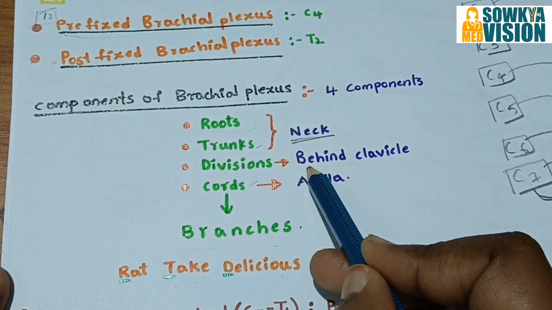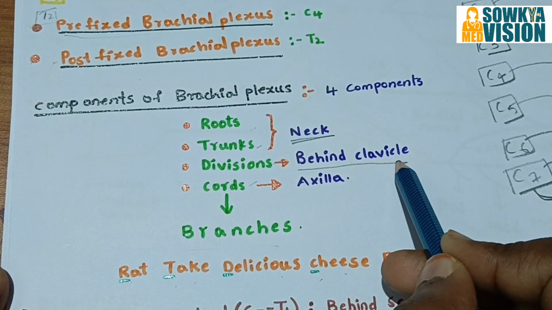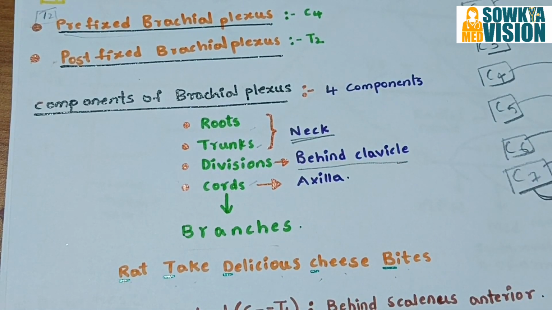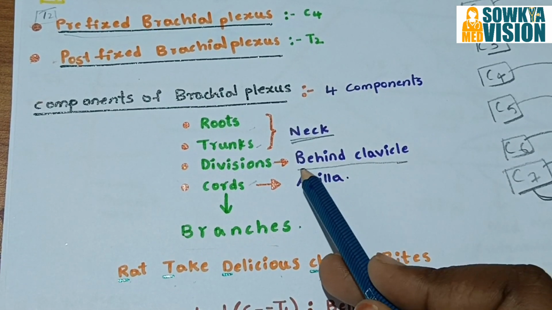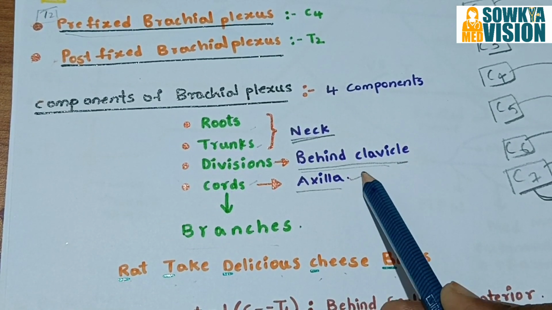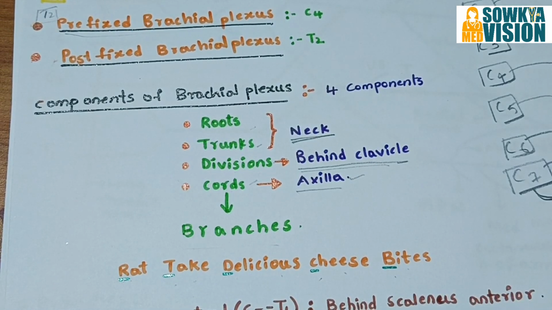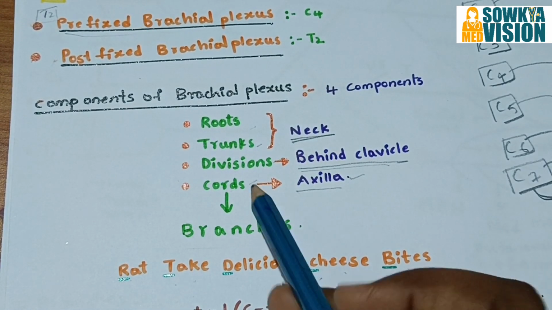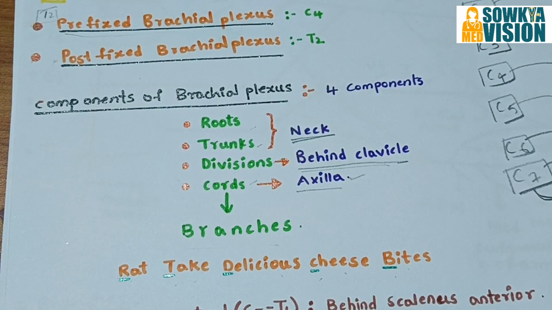And the divisions are present behind the clavicle. What are the divisions? Anterior and posterior division of each trunk is present behind the clavicle. Cords are present in the axilla. We have discussed this point in the axilla topic. Yes, the cords of brachial plexus are present in the axilla.